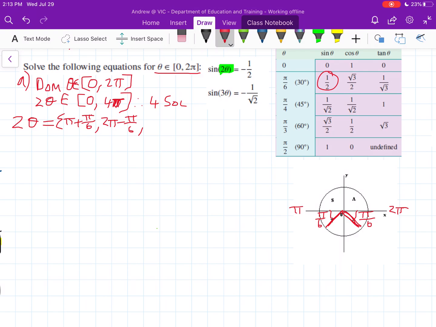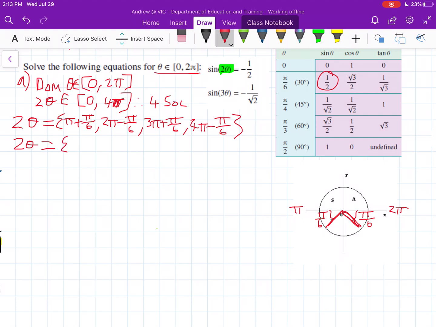Then we need to go around again. So we've gone 2 pi and we've gone another pi, so that's going to be 3 pi plus pi on 6. And then our next one, we've gone around twice and we need a minus pi on 6, so it's going to be 4 pi minus pi on 6. So after doing this, we just need to simplify these down.